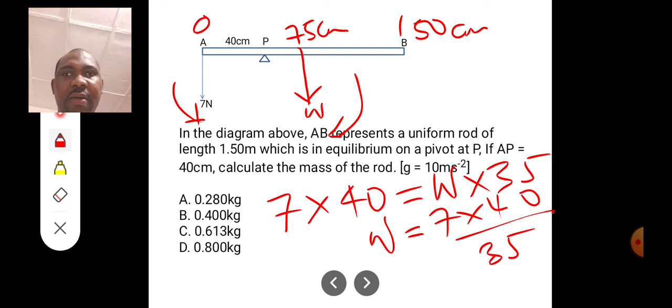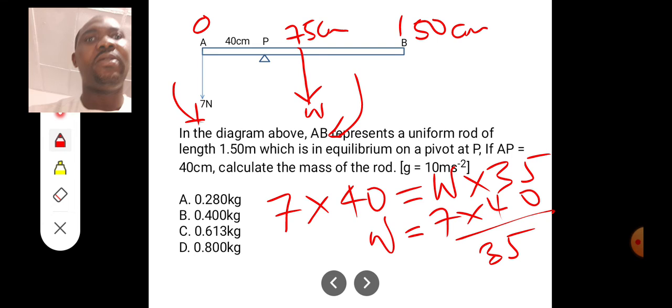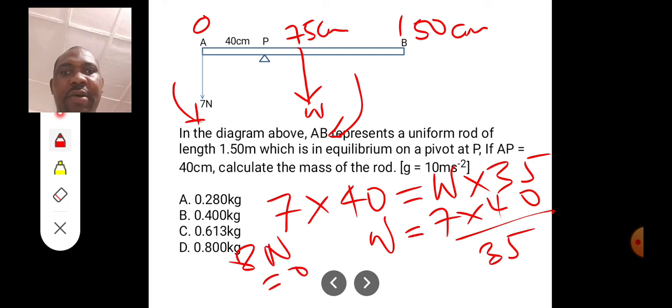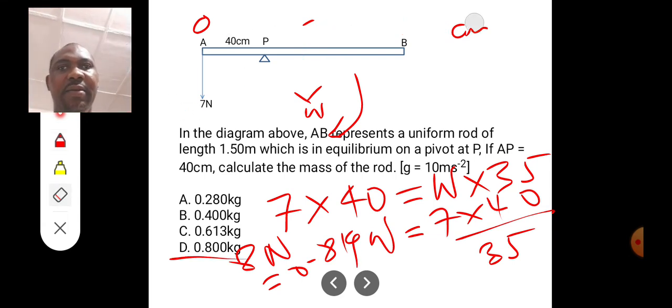So let's see what we have here. We're going to have 7 multiplied by 40 divided by 35. So that's giving us 8. So the answer here is 8 newtons. And 8 newtons means 0.8 kilograms. So the answer is D. Okay, so let's see.